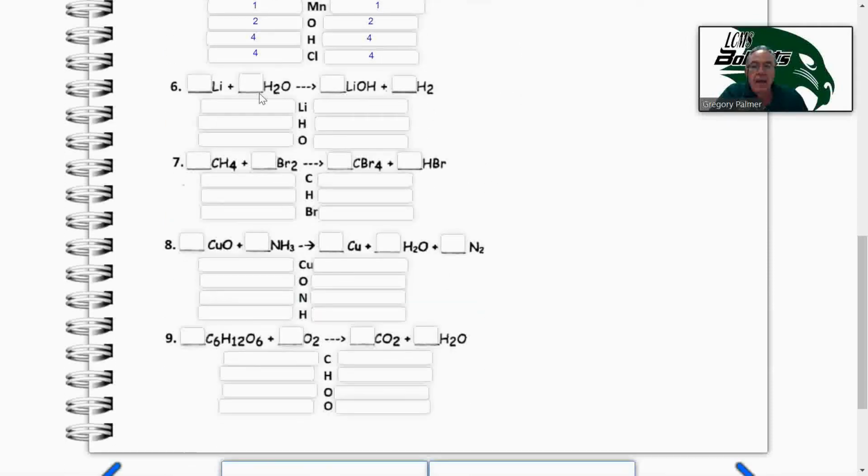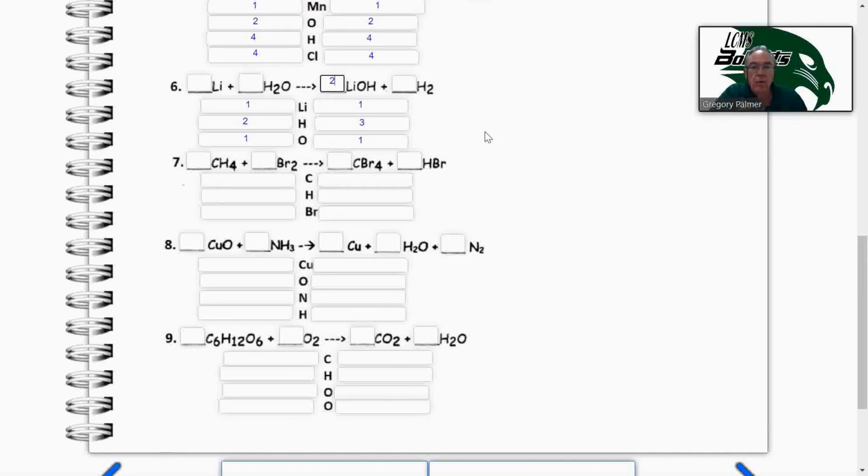Okay, then I have the lithium plus the water is going to yield this lithium hydroxide and this diatomic hydrogen. So I see 1 lithium, 2 hydrogens, 1 oxygen. Over here, I have 1 lithium, 1 oxygen, and 3 hydrogens. Now again, I got to kind of use some sense. I've got an odd number of hydrogens over here, and hydrogens only come in an even number over here. So I need to make this an even number also.